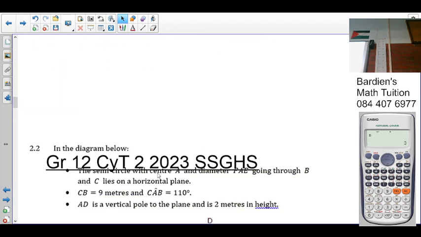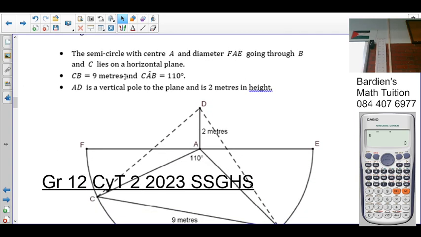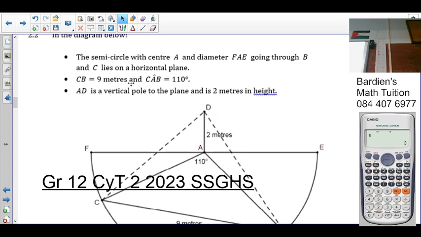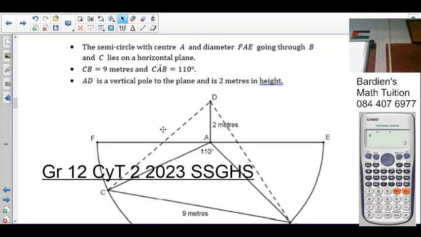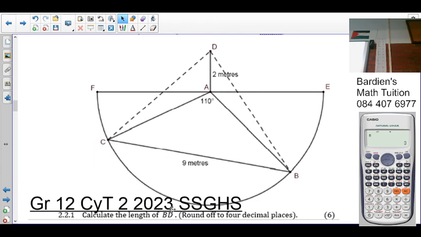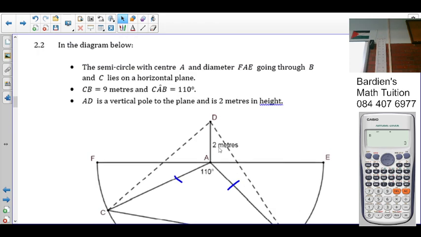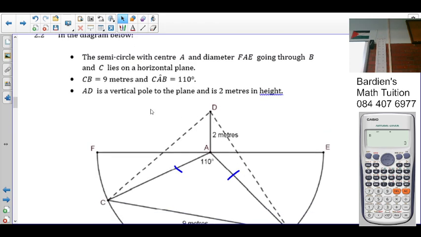People, let's carry on. In 2.2, in the diagram below, semicircle with center A. People, if this is a semicircle, then the length of AF is equal to AE, and FC is equal to AB. Why? Because of a radius there, or radii, and many things, no? The semicircle with center A.